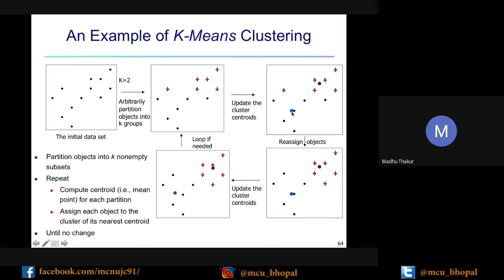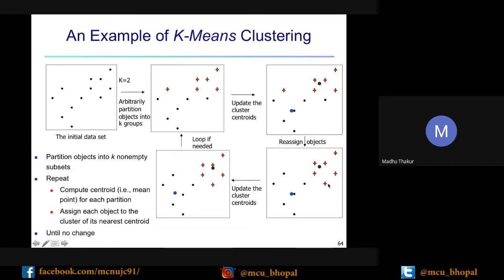So for the green color, this blue circle is the center point, and for the red star, this is the center point. Now you calculate your sum of squared error. Once you find the mean, again you reassign the objects based on which points are near this mean and which points are near that mean.